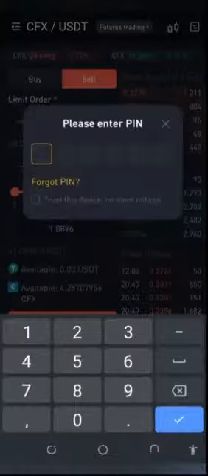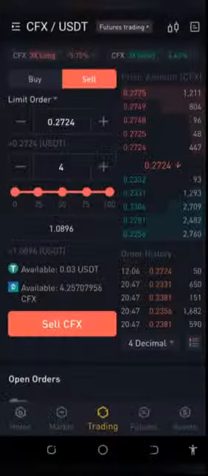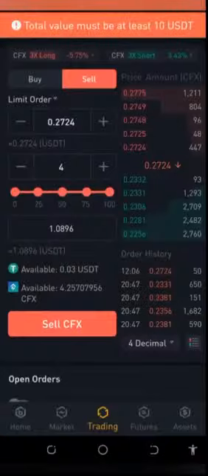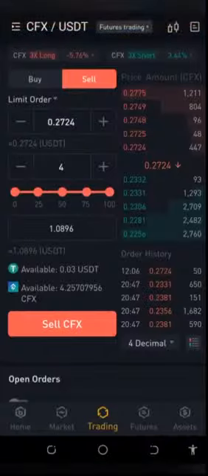Okay. I'll fix in my transaction pin and I'll be back. Okay, I'm fixing my transaction pin, but it's not going anywhere because look at this. Look at what it just said. It says here, total value must be at least 10 USDT. So this is like a younger brother to Binance. Okay, so they're not going to allow you to do anything except it is 10 USDT.